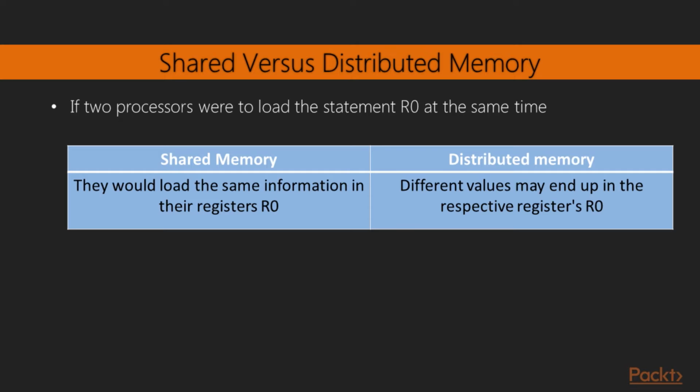In a distributed memory system, i is a local address. If two processors were to load the instruction R0 at the same time, different values may end up in the respective registers R0, since, in this case, the memory cells are allotted one for each local memory. The distinction between shared memory and distributed memory is very important for programmers because it determines the way in which different parts of a parallel program must communicate.